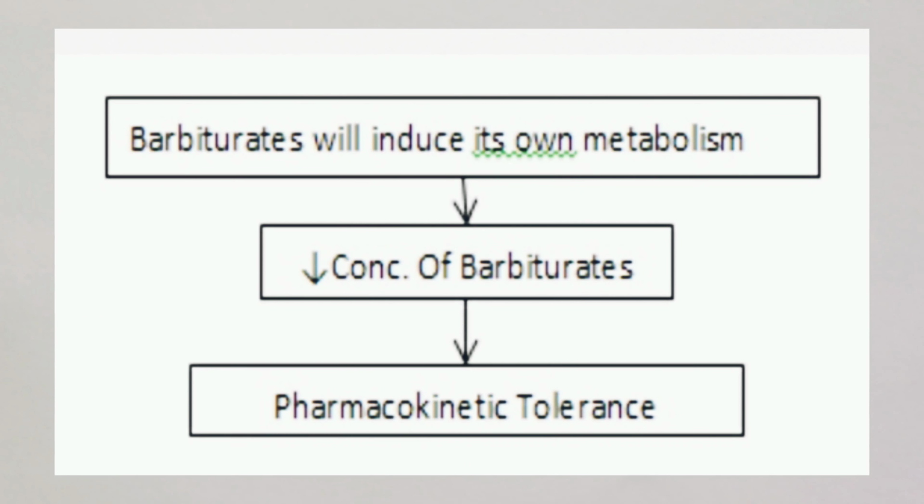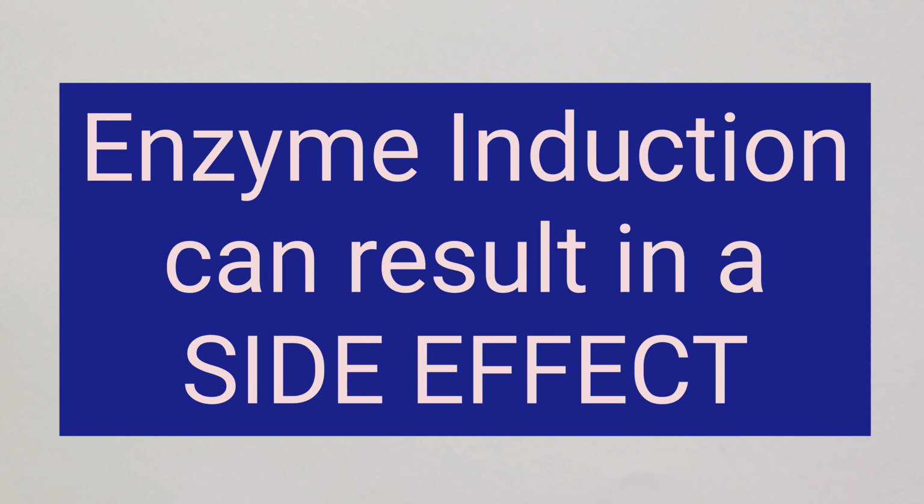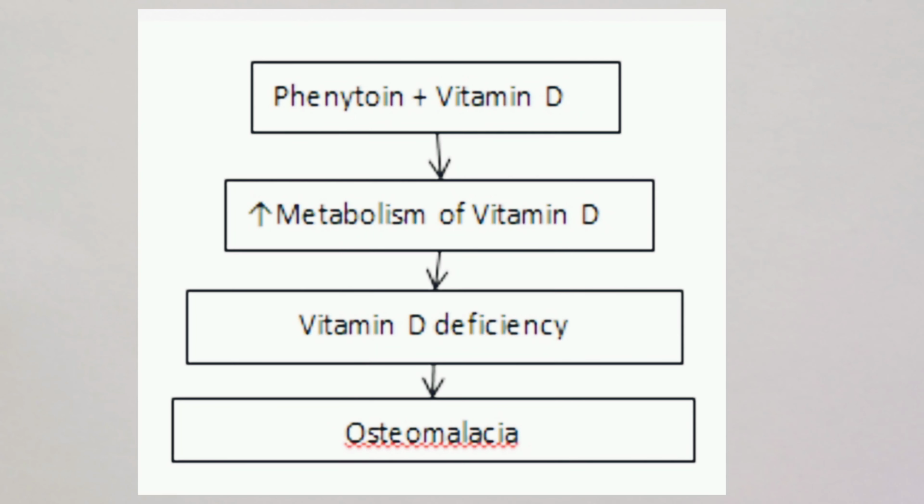Barbiturates, which act as a sedative or a hypnotic, produce pharmacokinetic tolerance, that is, they require a higher dose to produce the same therapeutic effect. Next, enzyme induction can also lead to a side effect. Phenytoin, which is an inducer, increases the metabolism of vitamin D, thus decreasing the plasma concentration of vitamin D, leading to vitamin D deficiency and osteomalacia as a side effect.